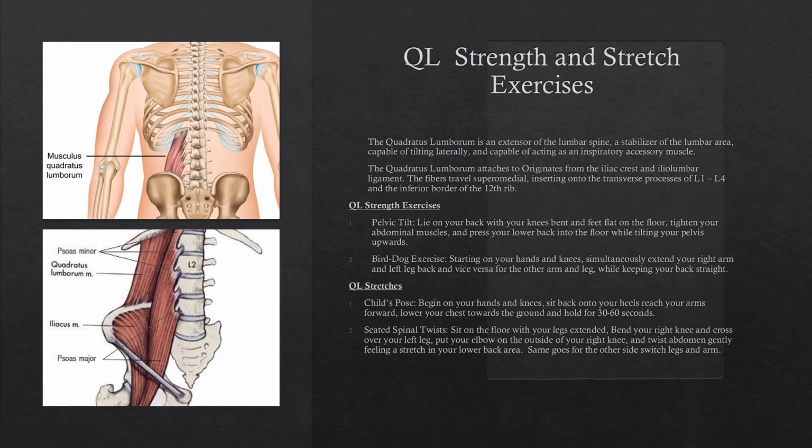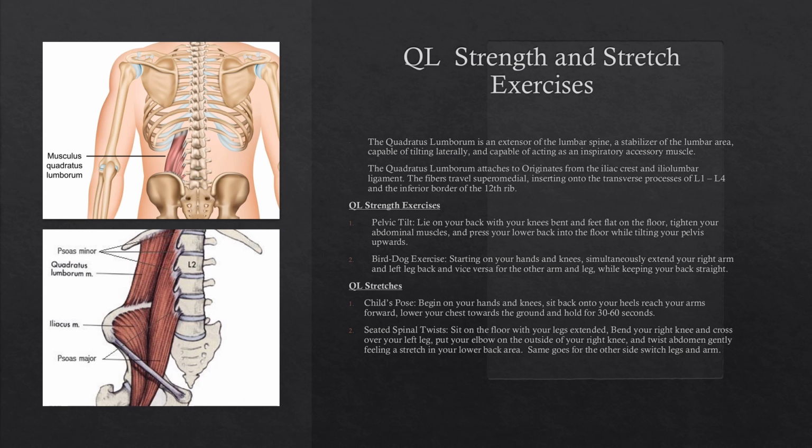The second I did was the bird dog exercise. And that you will be starting on your hands and knees on all fours, simultaneously extending your right arm and left leg back and vice versa for the other arm and leg, while keeping your back straight, thus feeling a big stretch in your quadratus lumborum.